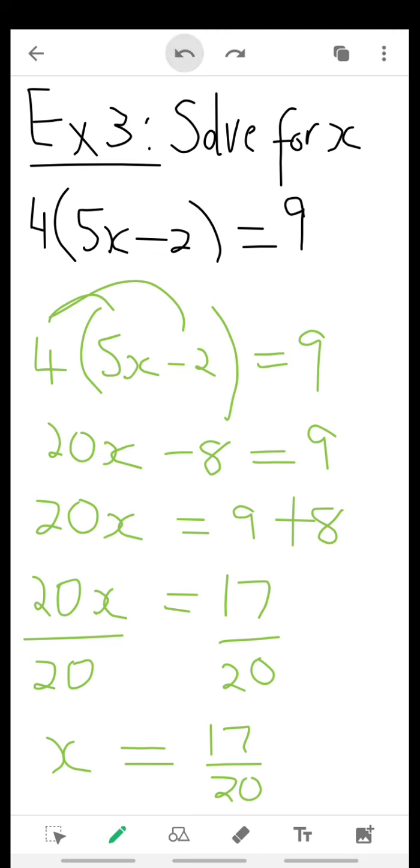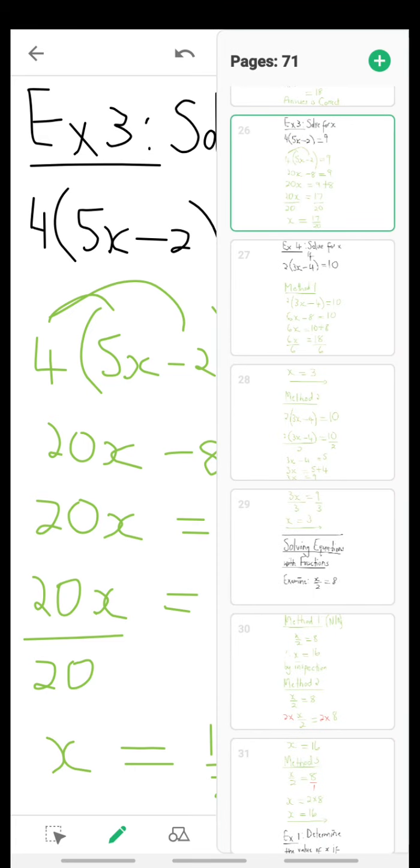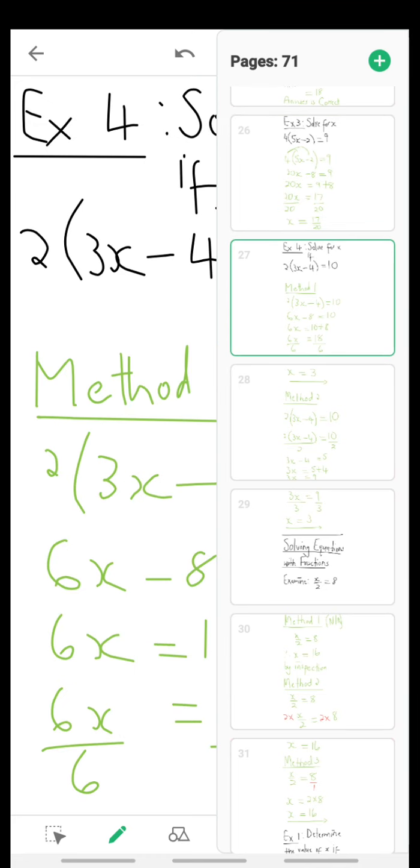Then the minus 8 doesn't have an x, so you're going to take it to the other side. It will be plus 8, okay? And then 20x will be equal to 9 plus 8, which is 17. We divide both sides by 20 because I want x. And then I'll be left with x equals 17 over 20. Okay, we are done. You have solved for x. You can check if your answer is correct. And if the left-hand side is equal to the right-hand side, that means your answer is correct.